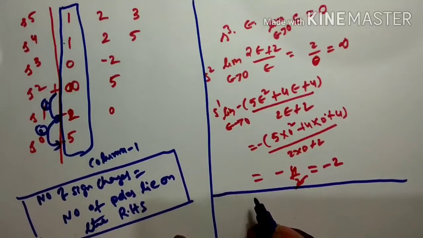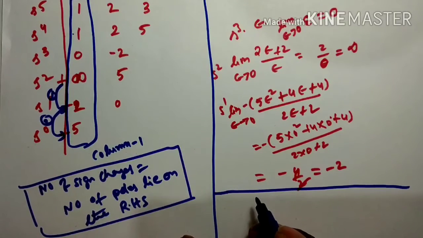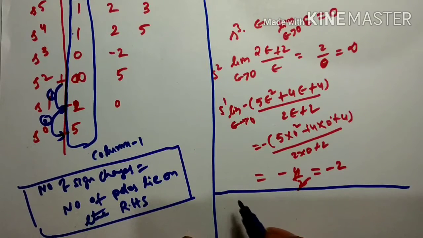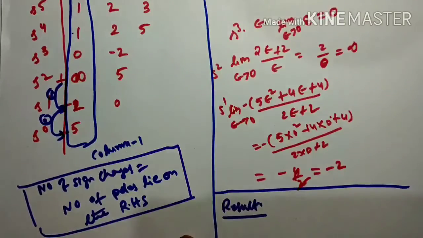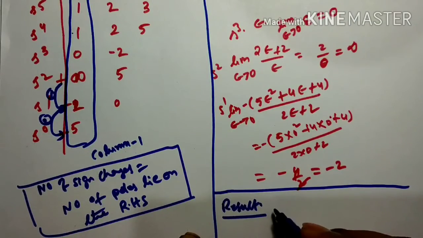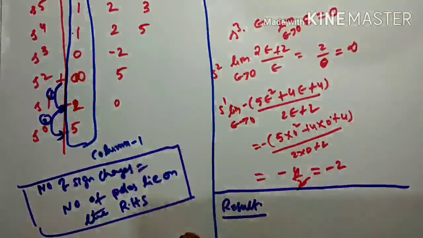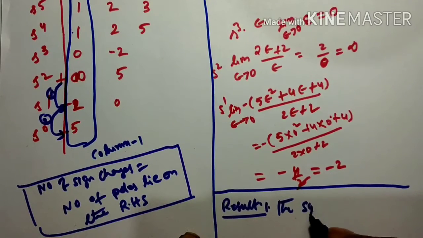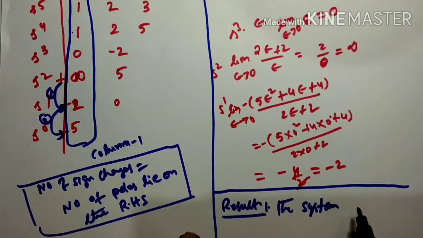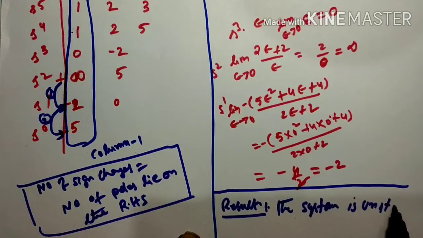So the result for this problem is: since there are two sign changes, and all the first column elements are not positive, the system is unstable. This is an unstable system.